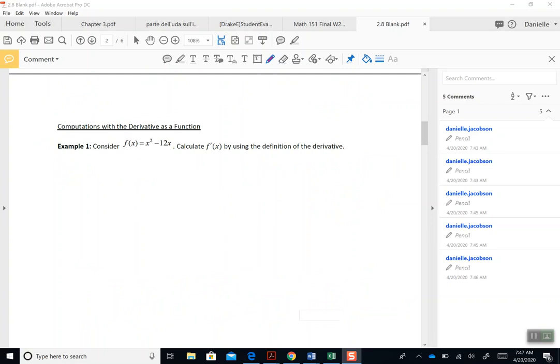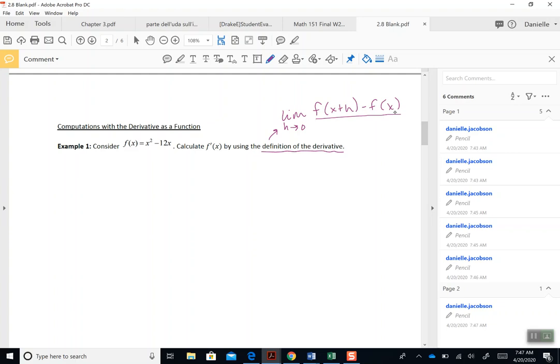All right, so let's tackle this computationally first. Example 1 says, consider f of x equals x squared minus 12x. Calculate f prime of x, that just means the derivative, by using the definition of the derivative. So first thing to note here, if this specifies by using the definition of the derivative, it means that we must use the limit as h goes to 0 of f of x plus h minus f of x over h.